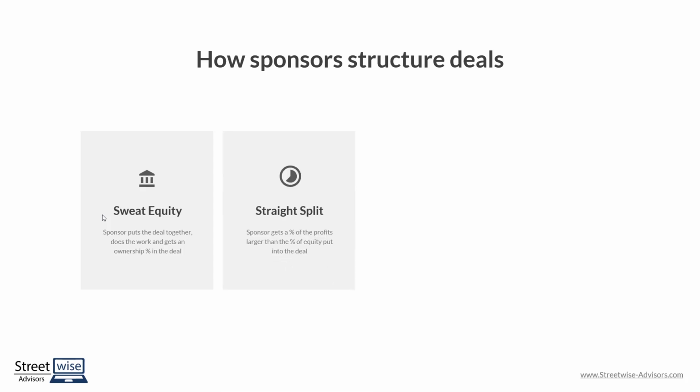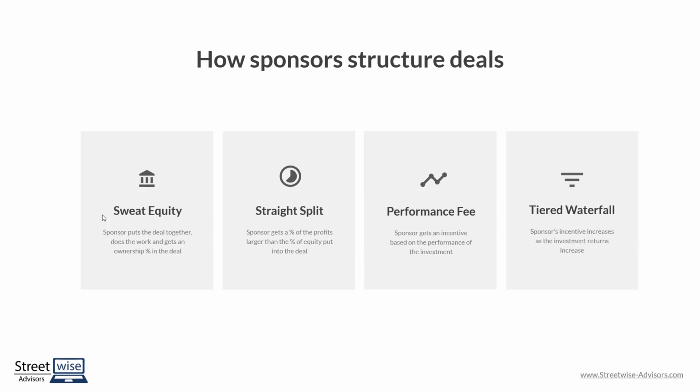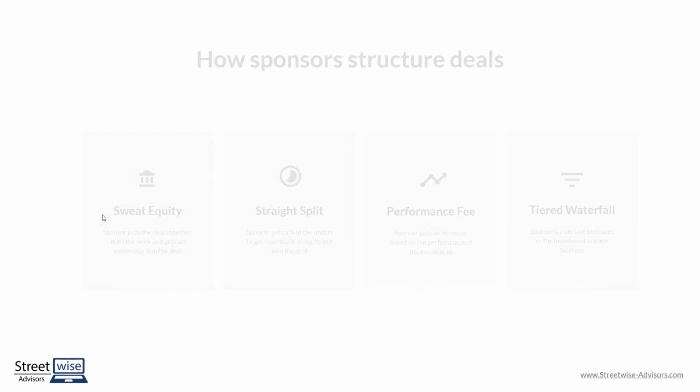The straight split is very similar, but here the sponsor gets a percentage of the profits larger than the percentage of equity that they put into the deal. So they're getting a split of the profits as opposed to an ownership percentage. Then there's the performance fee, where the sponsor gets an incentive based on the performance of the investment. And then you've got the tiered waterfall, where the incentive is increased as the investment returns increase.